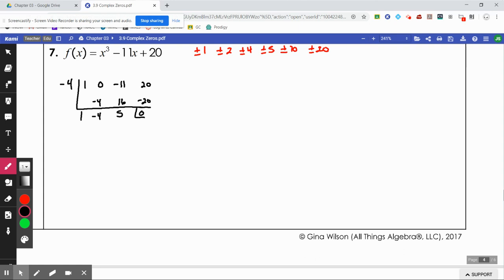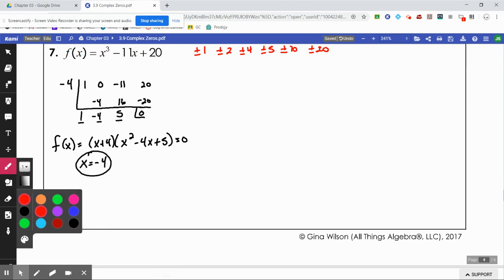So we can actually rewrite our function now. So our function is equal to x plus 4 times x squared minus 4x plus 5. We now are going to set each of our factors equal to 0. So I'm going to get x is either equal to negative 4, or let's come over to the side and we'll complete the square this time, because our b term there is even and we don't have to factor anything out, so that's fine.